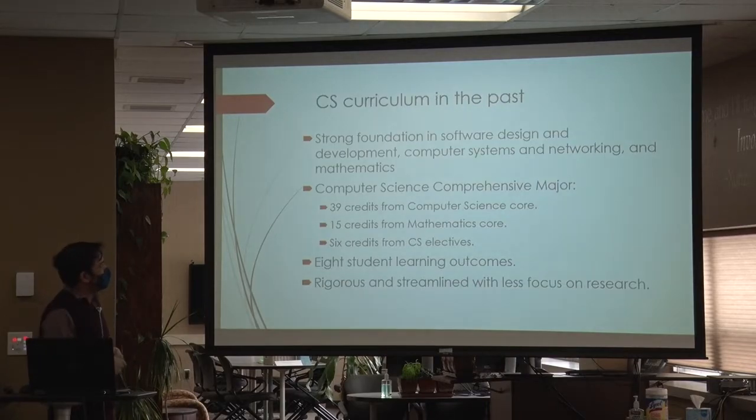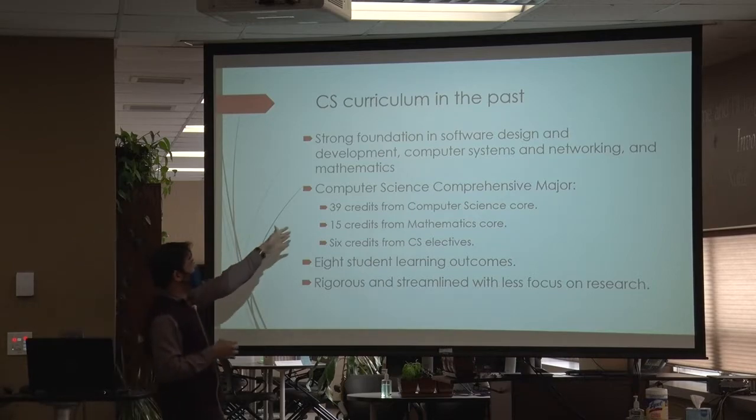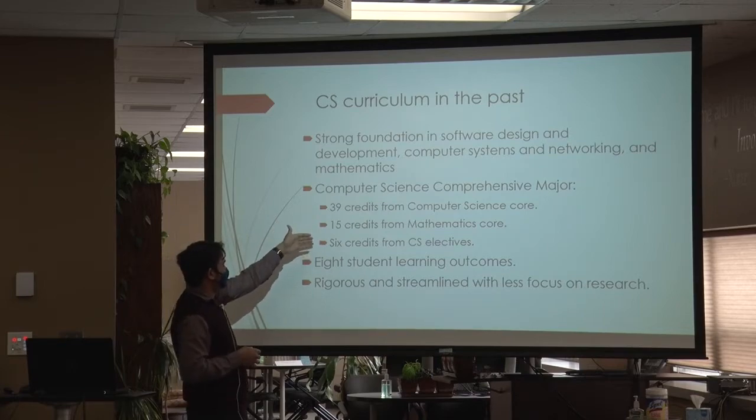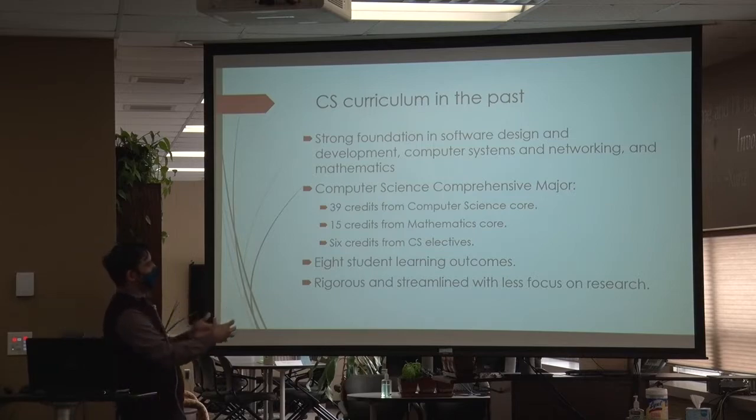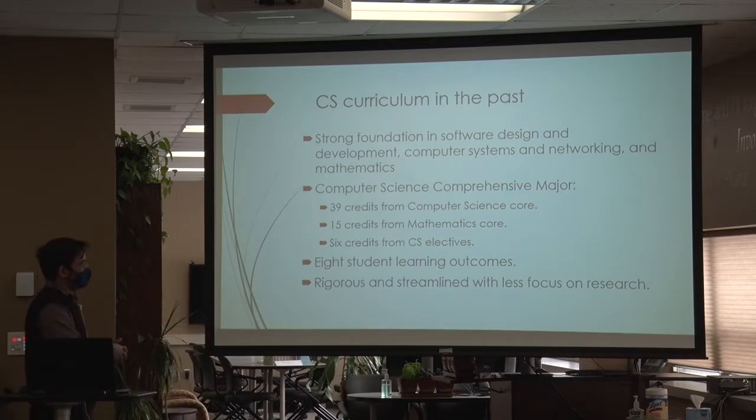So the CS curriculum in the past has been very rigorous, and it's always a little bit rigorous, with 39 credits for the computer science core, 15 credits from the math core, and 6 credits from CS electives. What this means is that those 39 credits are really rigorous in terms of the content that is being covered. That is why there was less focus on research. But with the new faculty and the new changes that are happening, we are making an effort to incorporate research in some way or the other.